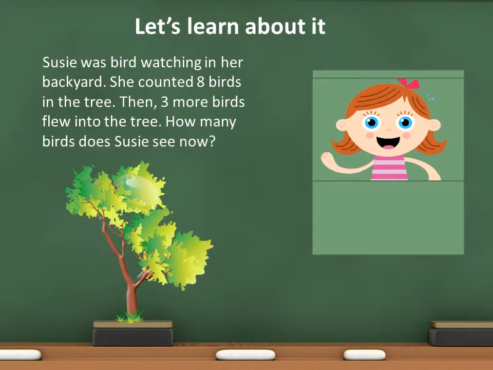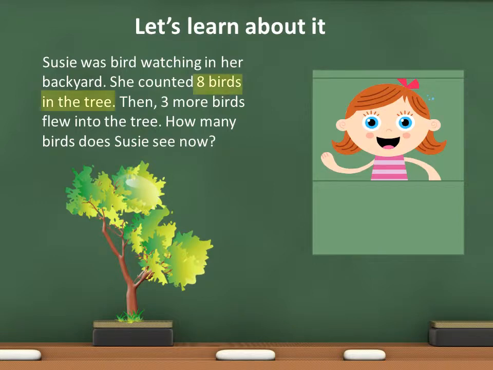Look at this word problem. Susie was watching birds in her backyard. She counted 8 birds in the tree. Then 3 more birds flew into the tree. How many birds does Susie see now? First, you must understand what the problem is telling you. So we're going to retell the word problem by explaining the important parts.